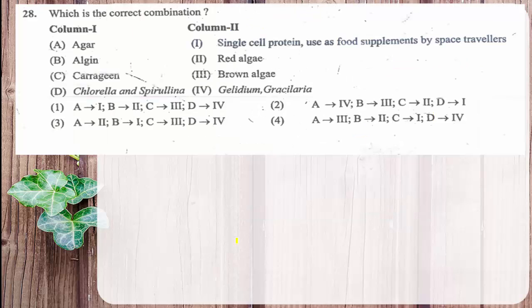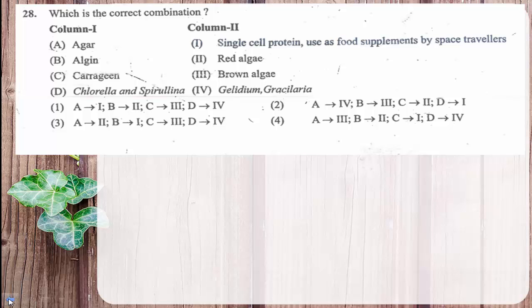Then moving to the next question. Which is the correct combination? Match the following is asked here. In column 1, some algal products or algal examples are given. With respect to that, options are given in column B. So we need to identify which one is the correct answer.